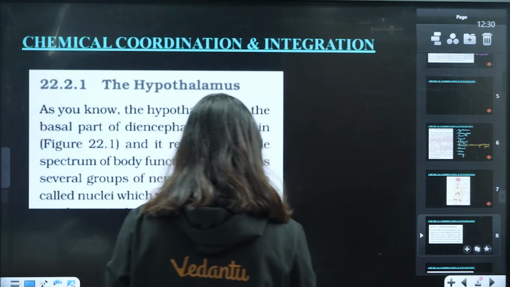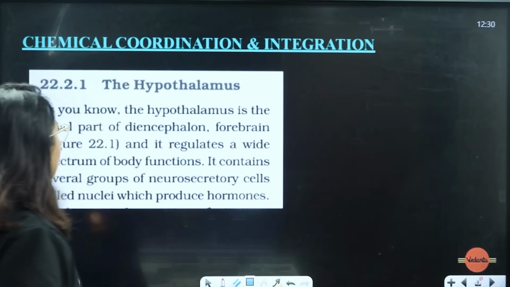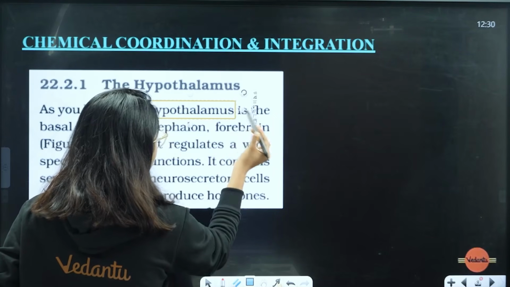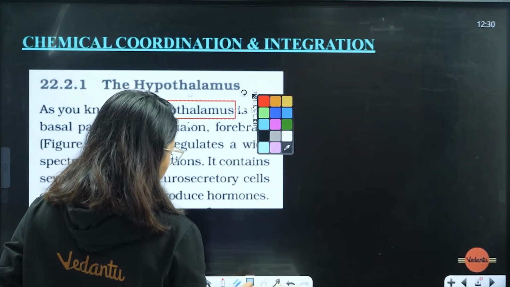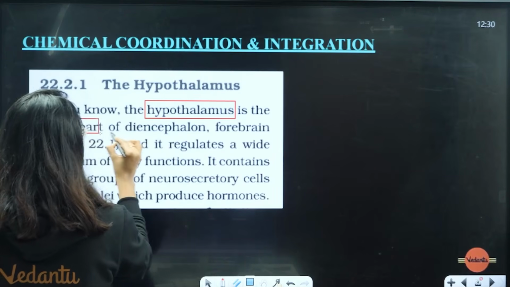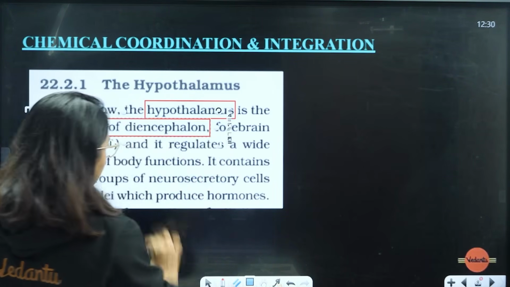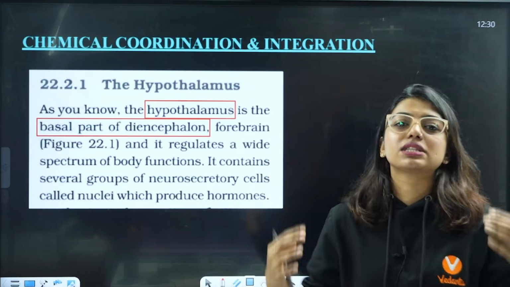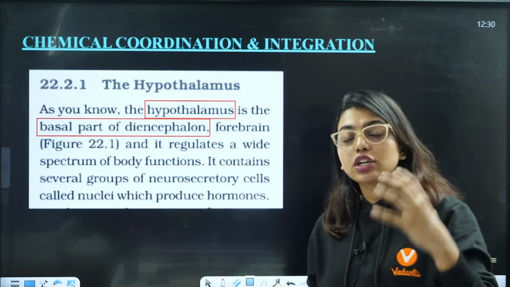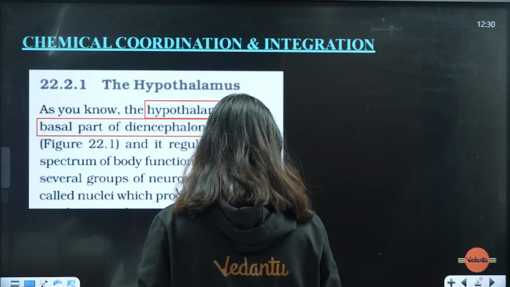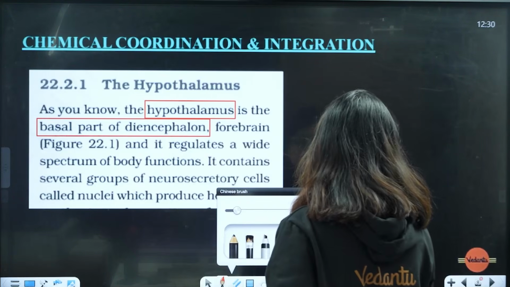Okay, hypothalamus. As you know, the hypothalamus is present at the basal part of the diencephalon. Students, in the brain we have partitions: cerebral hemispheres, diencephalon. So it is present at the basal part of the diencephalon, or we can also say the floor of the diencephalon.